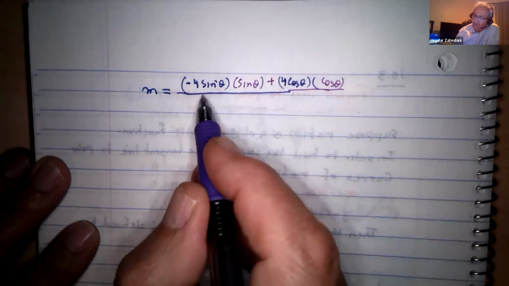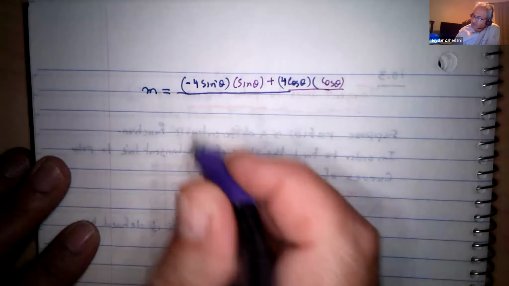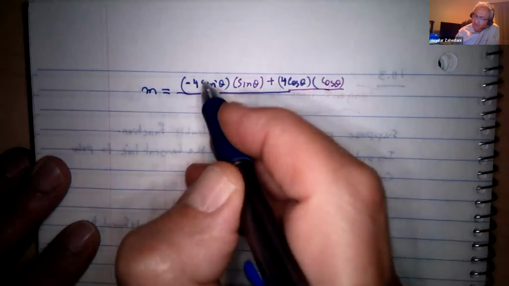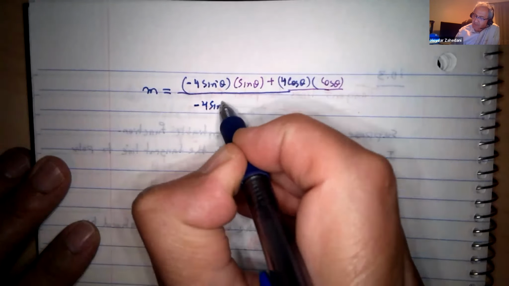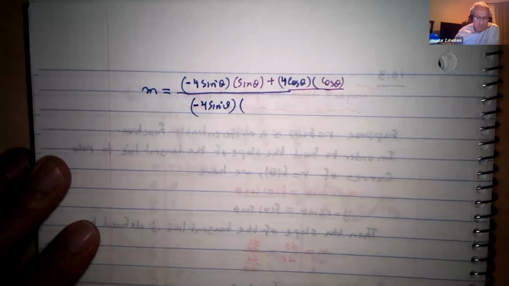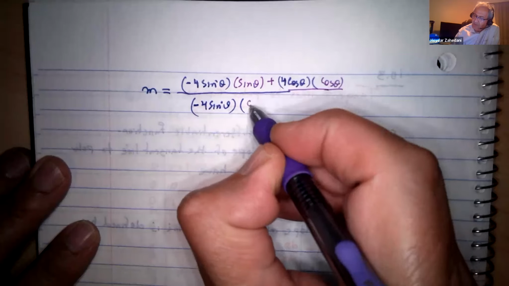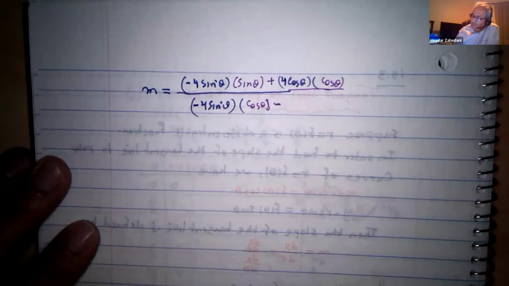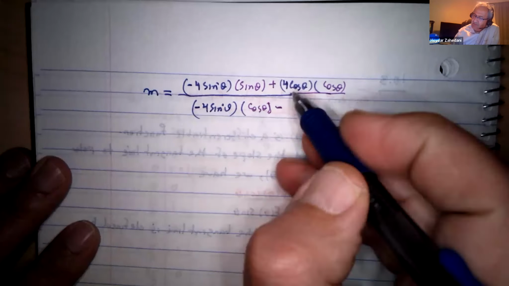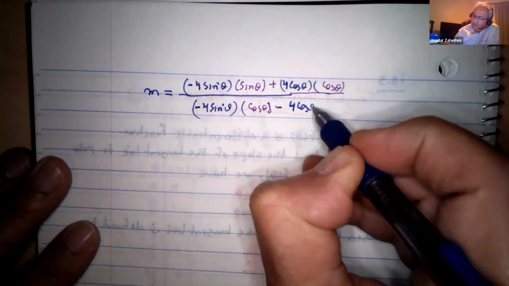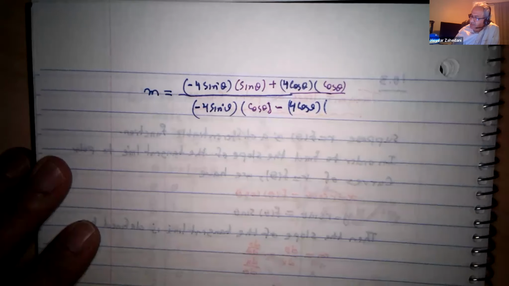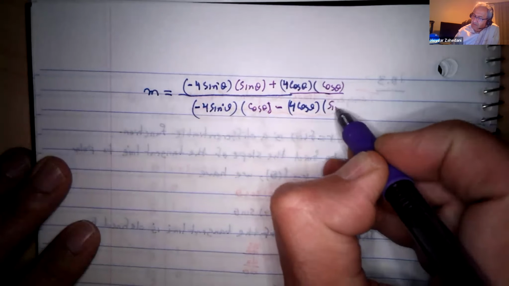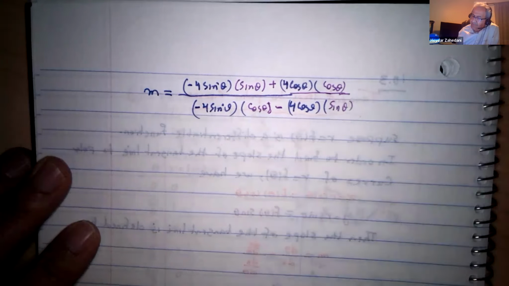The bottom one, negative 4, f prime is going to be the same. We just switch the cosine and the sine. So it's going to be negative 4 sine of theta, and now you're going to have a cosine. You have a cosine of theta, but it's going to be minus. Again, this f of theta would be the same. You get 4 cosine of theta, and you times it by sine of theta.